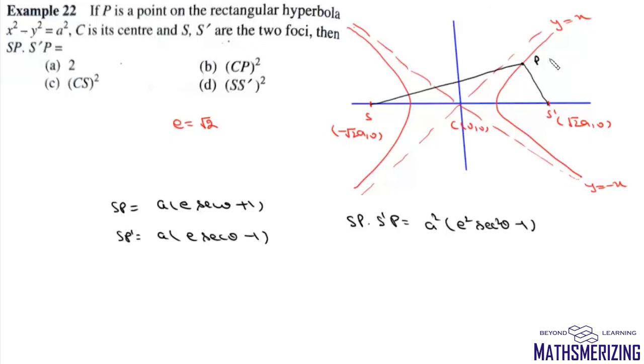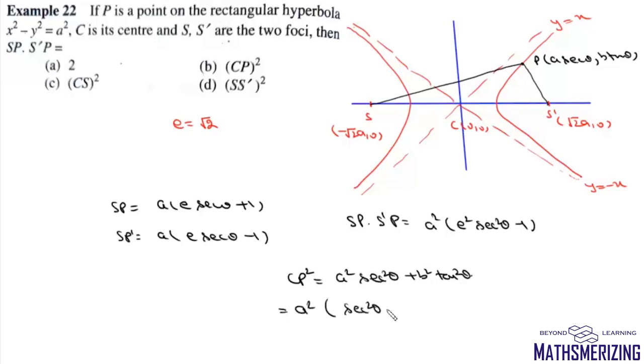Now we'll find CP square. Now this P is A secant theta and B tan theta. So this CP square, it will be A square secant square theta plus B square tan square theta. Now what we'll do is, we'll write B square as A square into E square minus 1. So we'll write this as A square, we'll take common. So it'll be secant square theta plus E square minus 1 tan square theta. So we can write this as A square and it'll be E square tan square theta, and then secant square theta minus tan square theta is plus 1. And the question says it is a rectangular hyperbola, so we know that value of E is simply root 2.